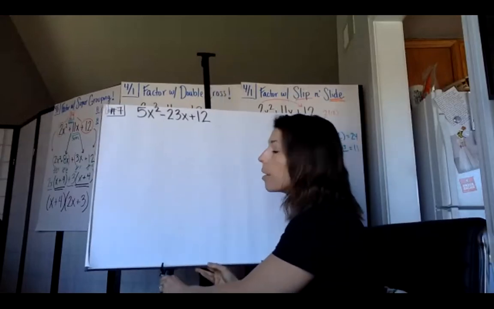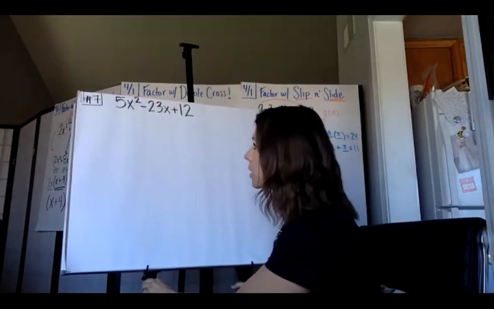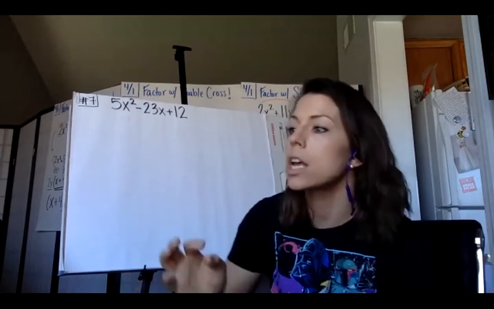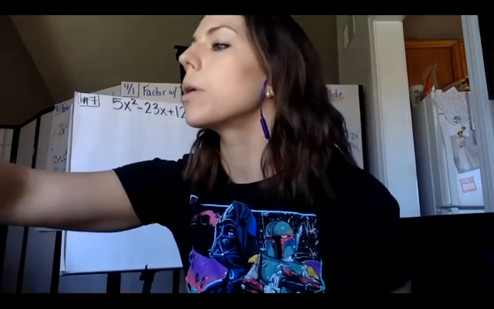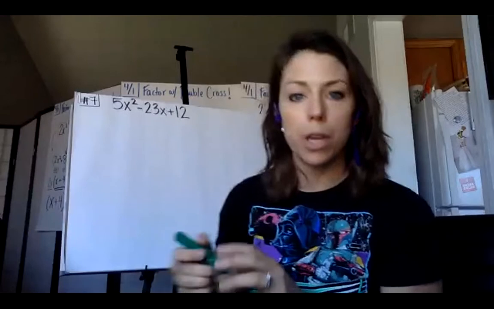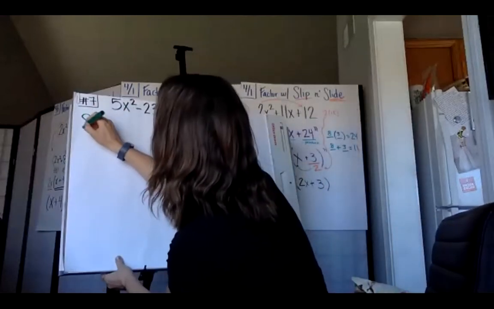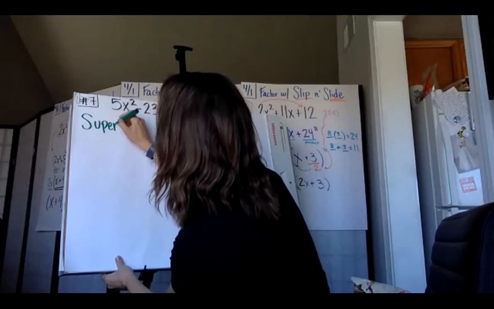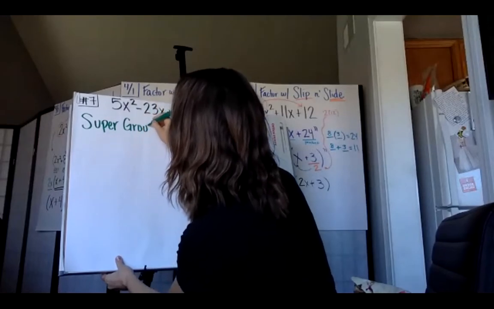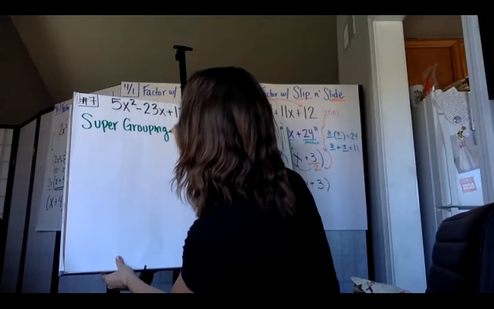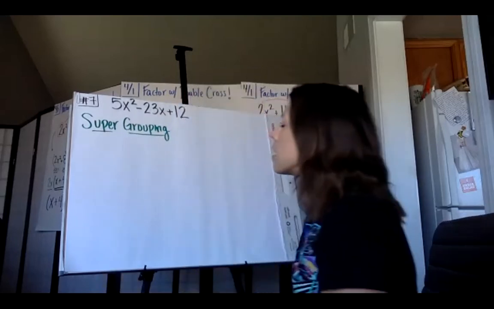So the trinomial here, 5x squared minus 23x plus 12. We're going to start by doing super grouping first. So off to the side here, we'll do super grouping. And then we'll do it again using flip and slide.